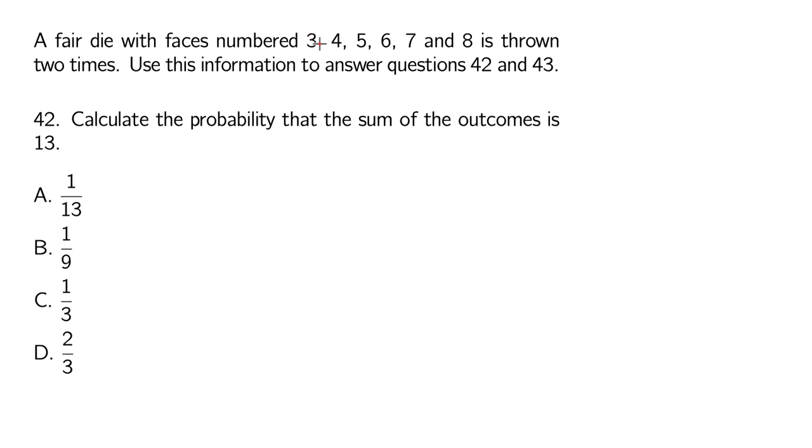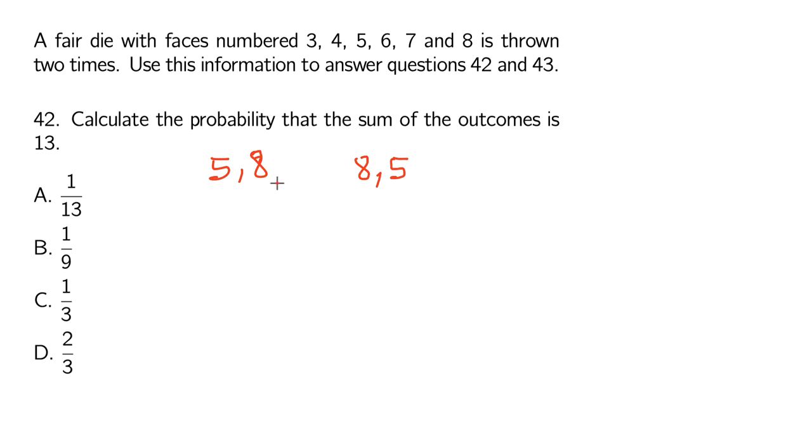Well, is there a way to add something to 3 to get 13? Something in this list? No. What we have to add to 3 to get 13 is 10, and 10 is not in the list, so there's no way to get it with 3. Similarly, there's no way to get it with 4, but we can get it with 5. If we get 5 on one die and 8 on the other die, that'll give us 13. So 5 and 8 work, and that means that 8 and 5 also works.